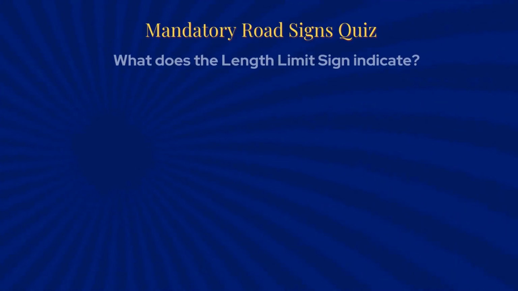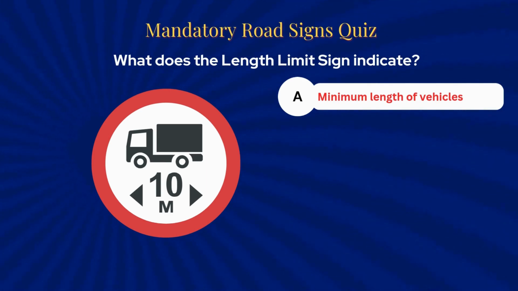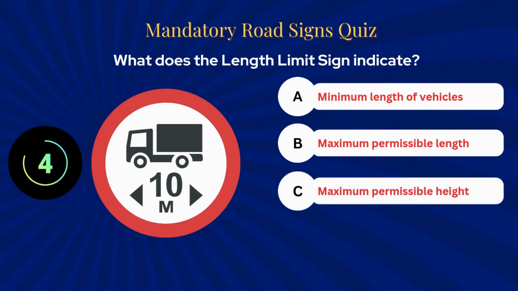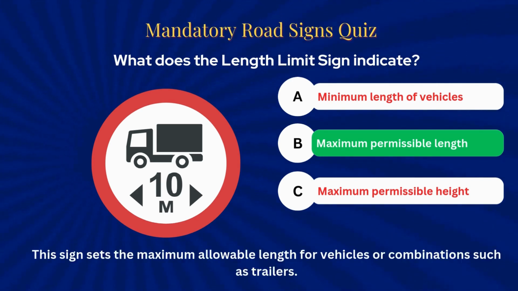What does the length limit sign indicate? Options are minimum length of vehicles, maximum permissible length, and maximum permissible height. Answer is maximum permissible length. This sign sets the maximum allowable length for vehicles or combinations such as trailers.